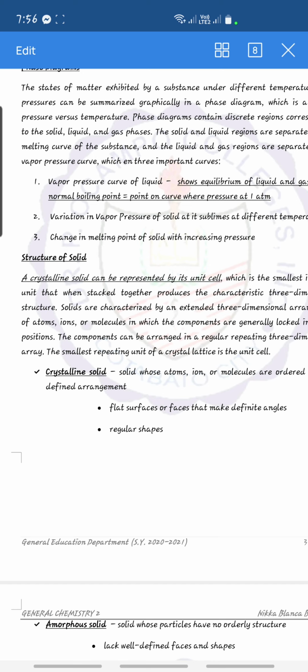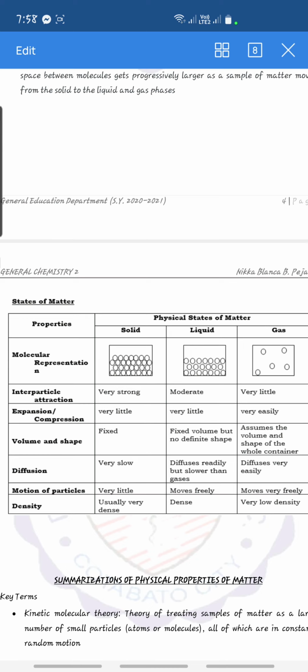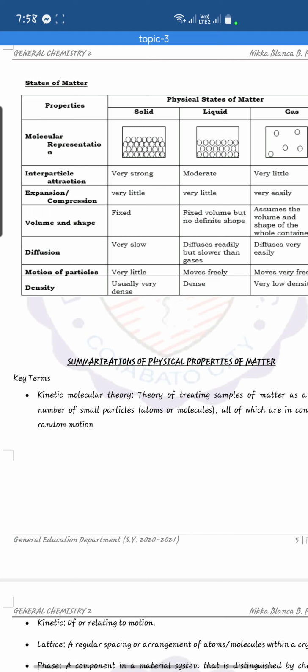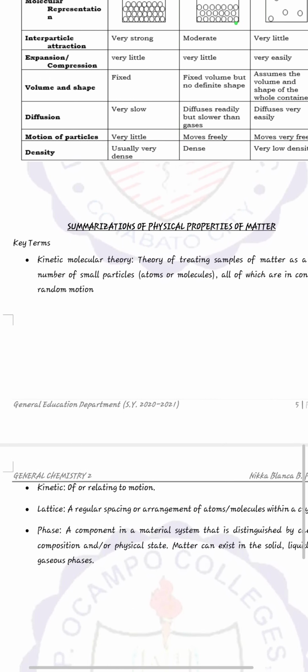Let's go now to the key takeaways or key points of this discussion. I will not be reading this one; you will be the one to read it because it is a summarization. Aside from that, I also prepared a table that summarizes the specific differences between solid, liquid, and gas, from molecular representation to interparticle attraction, expansion, and of course volume and shape. You can know the differences of the three states in the table. Aside from the key takeaways, I also have a summarization or conclusion of the physical properties of matter.